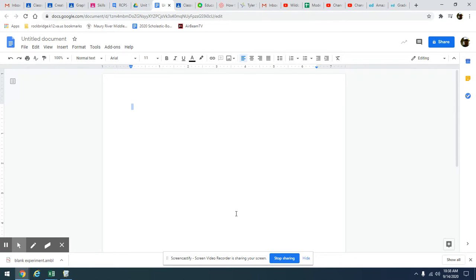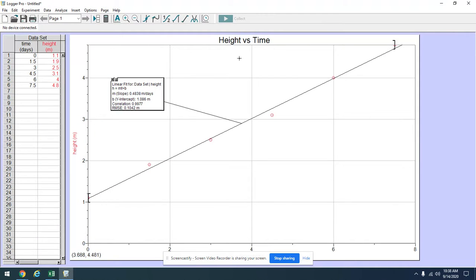This is the instructions for what I would like you to do. Now, I'm not going to do the same problem that you guys are going to do. I'm just going to do, let's see, this height versus time. I think this was number 1 from graphing practice number 1.